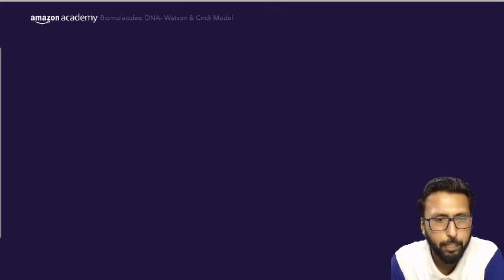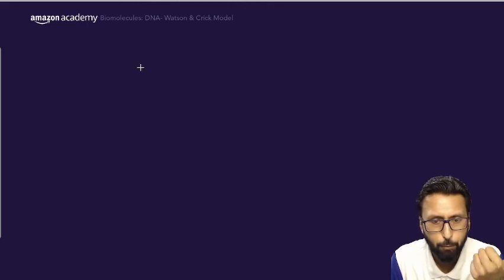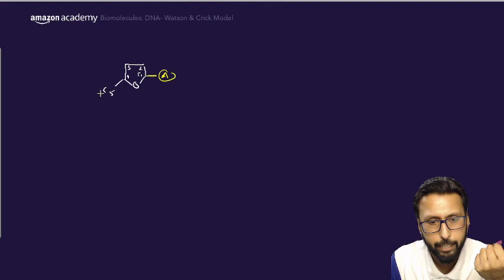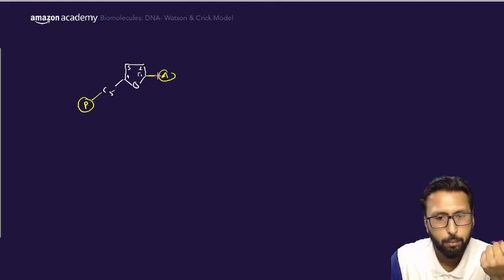Let me draw it. Remember, a nucleotide has three things: pentose sugar, phosphate, and nitrogenous base. Let me draw one strand for you. First of all, suppose this is one pentose sugar. So this is C1, C2, C3, C4, and here we have C5. On C1 we will have our nitrogenous base. Suppose we have A here, and here we have the phosphate. So this is one nucleotide.